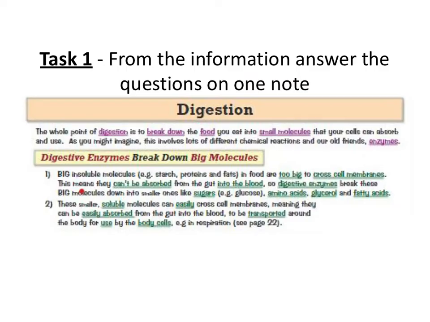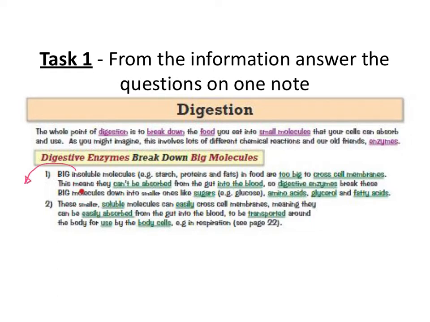So there's a first task for you on OneNote. They have got the information there for you and the questions. I'll quickly read through this now just in case you can't see it, and then you can answer the questions. It says, the whole point of digestion is to break down the food you eat into small molecules that your cells can absorb and use. As you might imagine, this involves lots of different chemical reactions and our old friends, enzymes, which you've looked at before. So the digestive enzymes break down big, insoluble molecules.